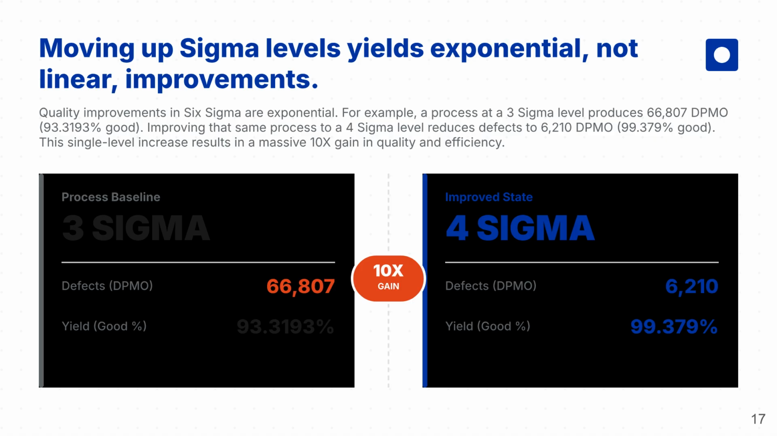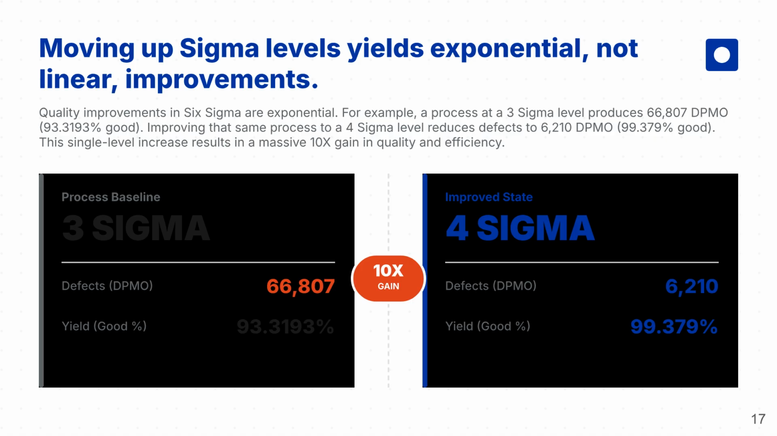When the same process is improved to 4 Sigma, the number of defects falls sharply to about 6,210 defects per million opportunities, while the process yield increases to approximately 99.38%. This single-level improvement reduces defects by nearly 10 times, demonstrating why Six Sigma organizations focus on gradually increasing Sigma levels.